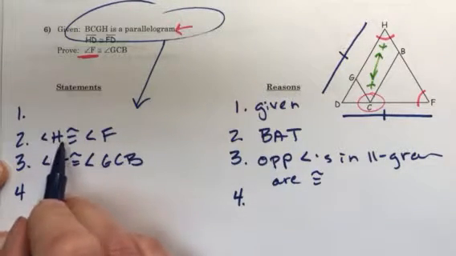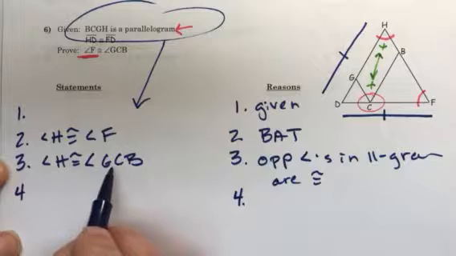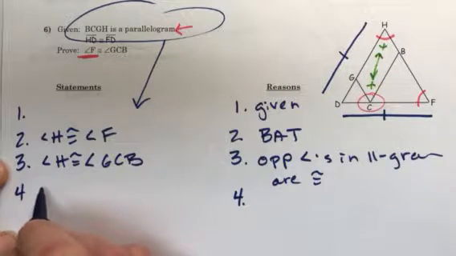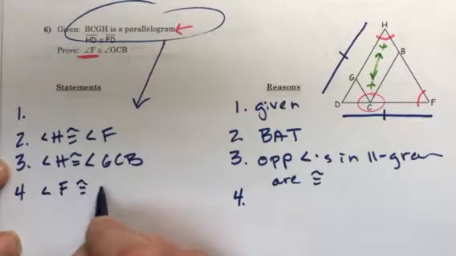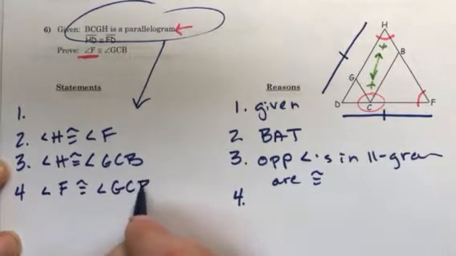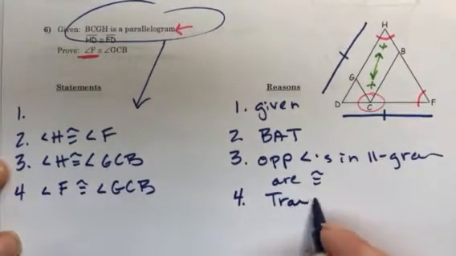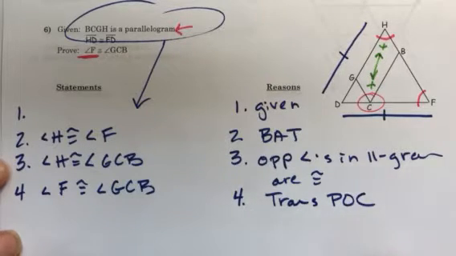Now we have H congruent to F, H congruent to GCB. So therefore, using transitive, we can say angle F is congruent to angle GCB. And that's transitive property of congruence. Another quick two-column proof.